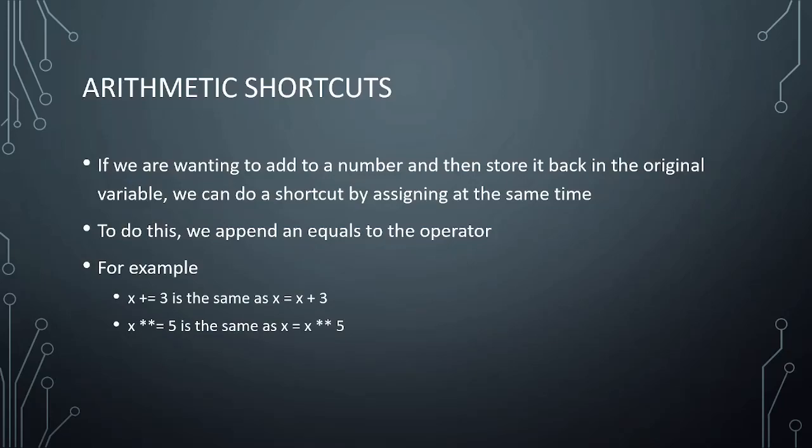If I do x plus equals 3, that's the same as if I typed x equals x plus 3. So we're taking the variable x, we're adding the number 3 to it, and then we're putting it back into the variable x. We can do this with some of the more complicated operators as well. So if I do x asterisk asterisk equals 5, that's x to the power of 5. So what that does is it goes x to the power of 5 and then puts that back into the variable for x. Let's try that in PyCharm now and see how it works.